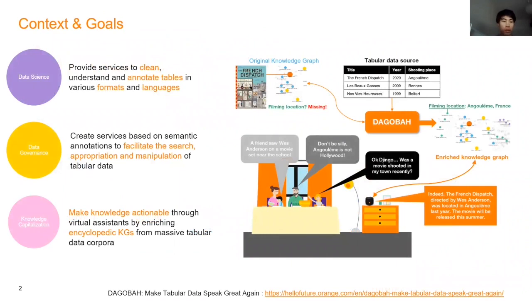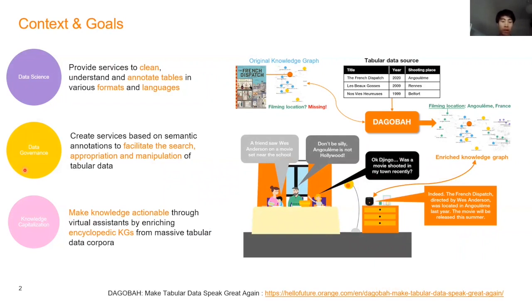First, I would like to point out why we want to annotate tabular data. Here, I highlight three areas that DAGOBAH can make a contribution. The first one is data science. DAGOBAH wants to provide tools to clean the table and understand the meaning of each field. The second one is data governance, where the annotation enables intelligent indexing and manipulation of the data.